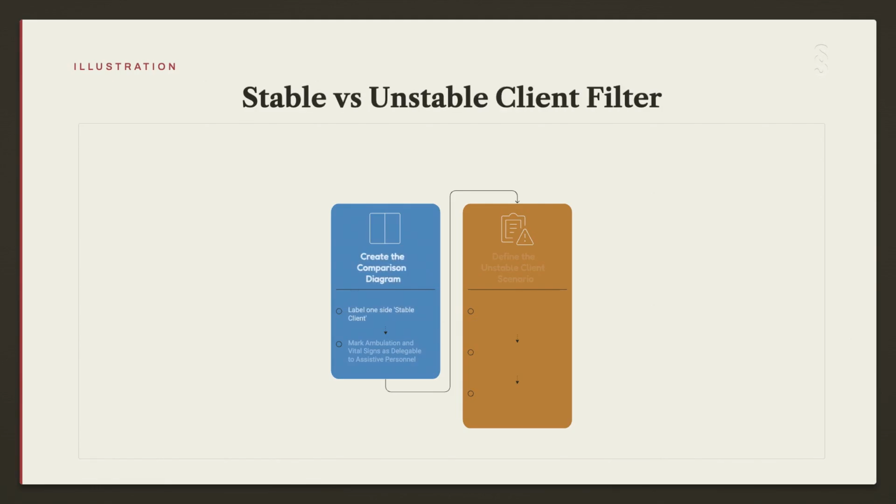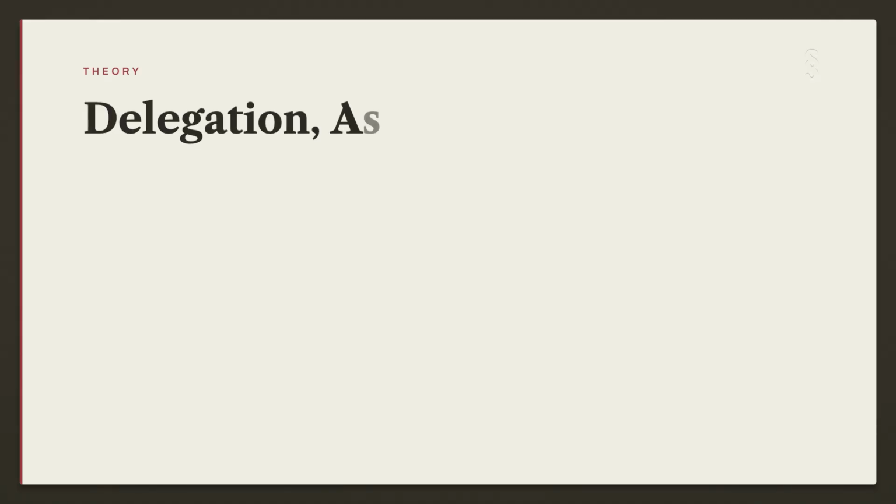The exam trap is a stable client versus an unstable one performing the identical task. Ambulating a stable client is delegable, but the first walk after surgery requires judgment, so it stays with the nurse. The same split applies to vital signs. Stability decides, not the task name.